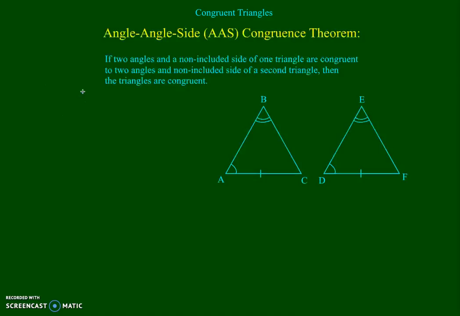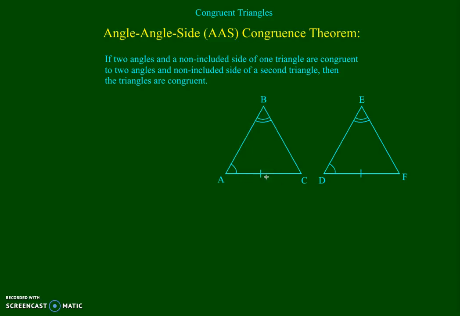Now in addition to our three postulates for triangle congruence, we have two theorems. The first theorem we're going to look at is the angle-angle-side congruence theorem. What it says: if two angles and a non-included side of one triangle are congruent to two angles and a non-included side of a second, then the triangles are congruent. So here we have the two angles, and here we have the non-included side. This side is not between the two congruent angles, so that's a non-included side.